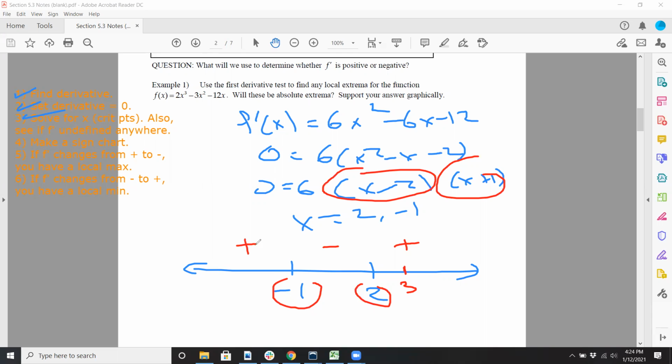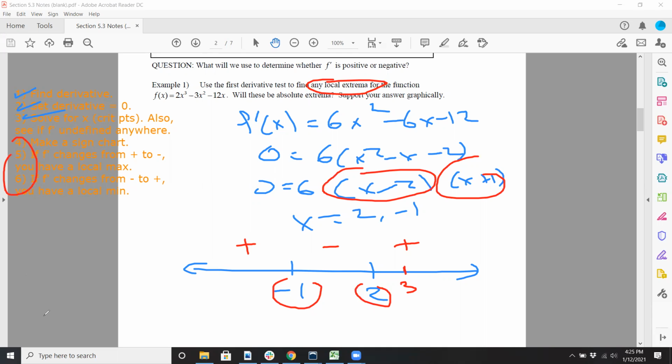So we see that the derivative, now we make our statement for 5 and 6. So the answer is yes, there are, we don't know about the absolute part yet. Sorry about that. Let's focus on just finding the locals. Because we go from positive to negative, you have a local max at negative 1.